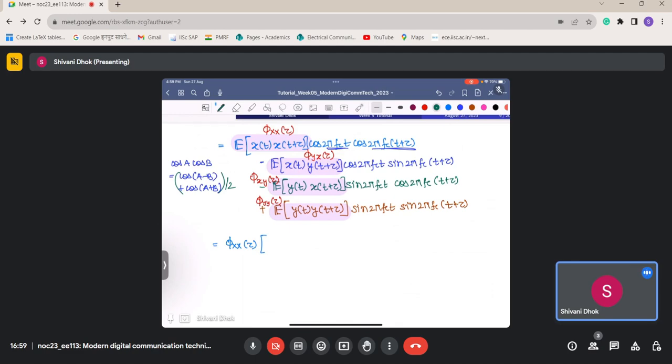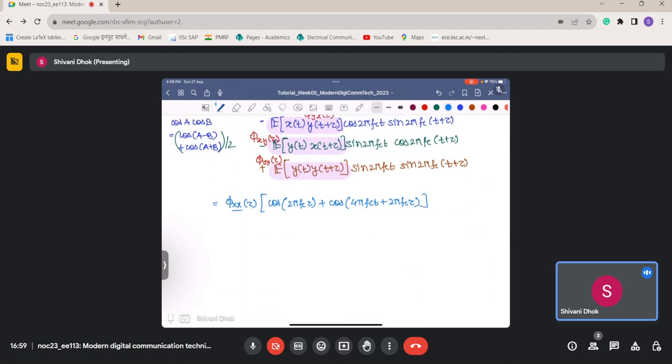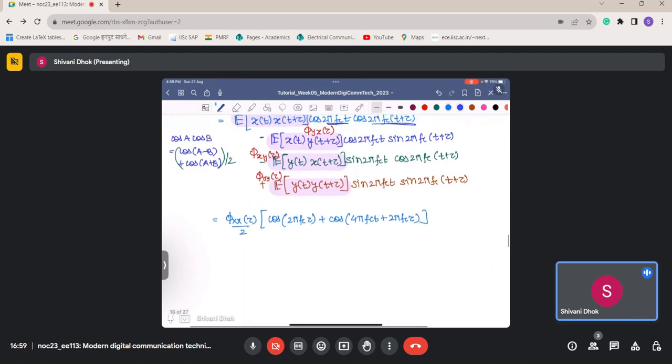So the first term here comes out to be cos of A minus B, that is 2 pi fct minus 2 pi fct plus tau. So this is simply cos of 2 pi fc tau plus cos of 4 pi fct plus 2 pi fc tau, divided by 2. The second term here is minus phi yx of tau, and this is something like sin A cos B.